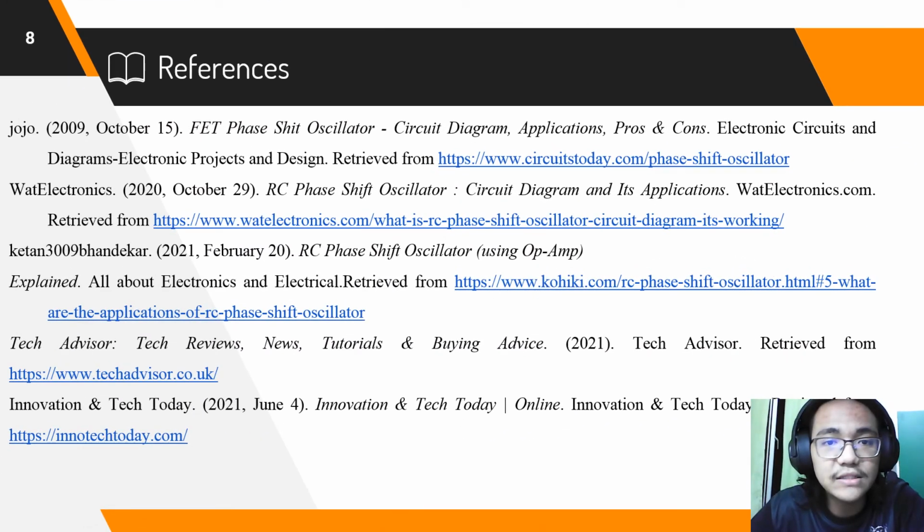Okay, so these are the references that my group used to make our report. The first one is retrieved from Circuits and Diagram Electronic Project and Design. The second one is Watt Electronics RC Phase Oscillator. The third one is All About Electronics and Electrical. And the fourth one is Tech Advisor, Tech Reviews, News, and the last one is Innovation and Technology Today.